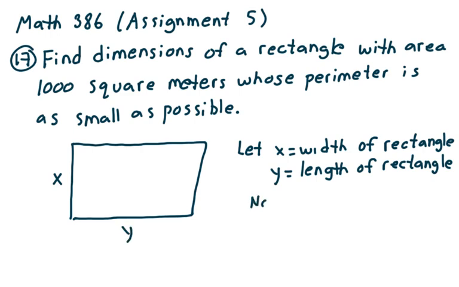Now, one thing we want to note is that x and y have to be greater than or equal to 0. In fact, we could even claim that x and y have to be strictly greater than 0, because if x or y is 0, then there's no way you're getting an area of 1,000 square meters.